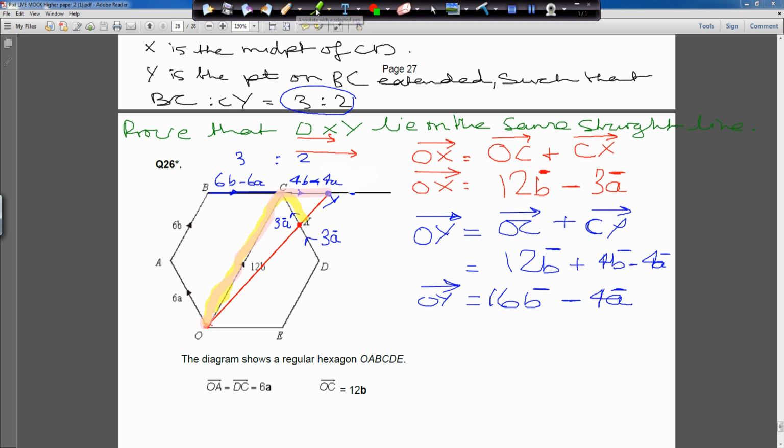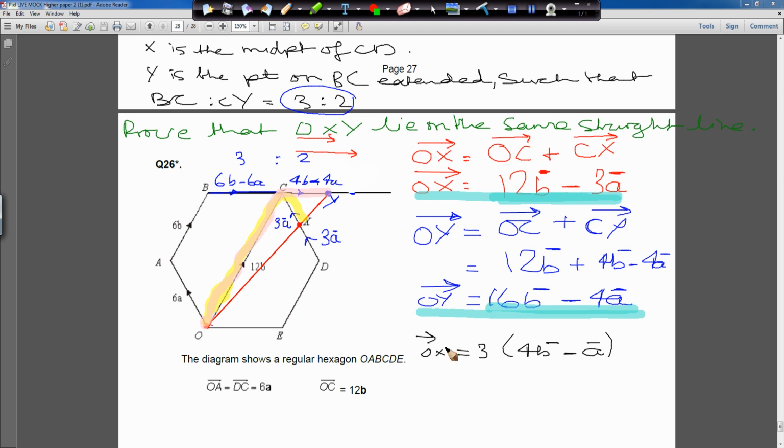So we now need to show that this vector here, and this vector here, that these two are parallel. So what we can do first, let's start factorizing them and see what they look like. So 12b minus 3a, if you take the factor of 3 out, so we say O to X, we're left with 3 times 4b minus a, and that's what O to X is equal to.